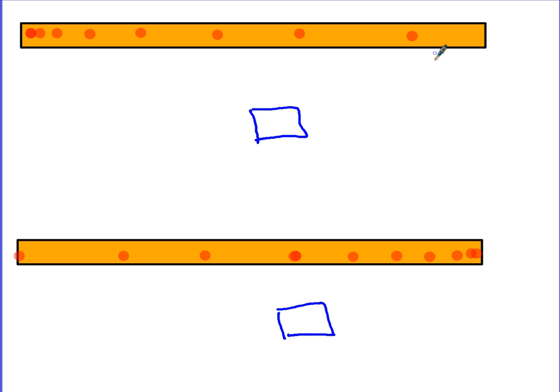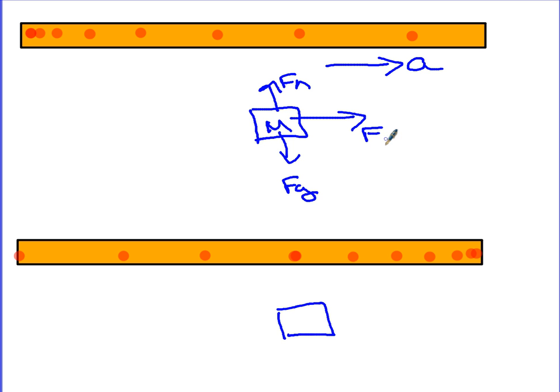Remember, from an oil drop, you can always tell the direction of the acceleration. The acceleration always points in the direction of the larger dots. So for the top one, my acceleration points to the right. Here's my car. It has some mass m. It has some weight, Fg. It has a normal force. And because the acceleration is to the right, that means the applied force must also be to the right.